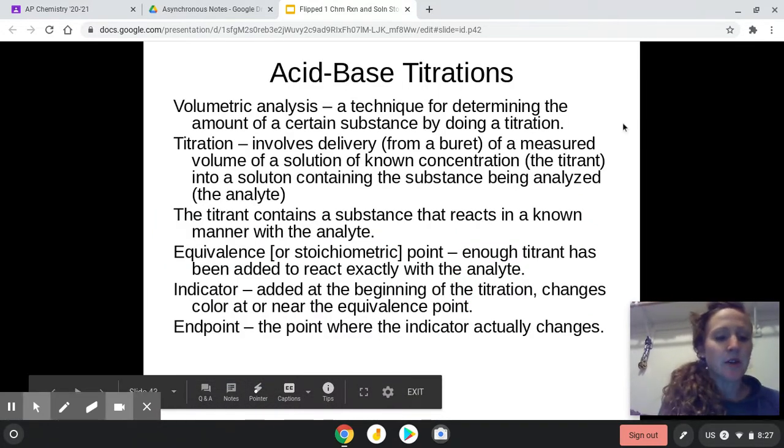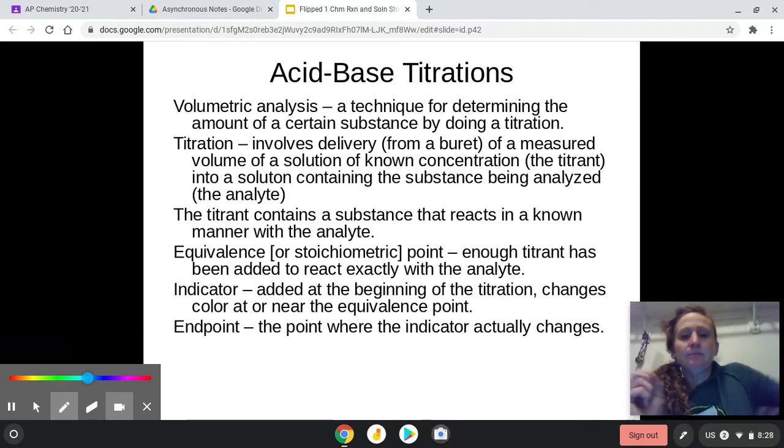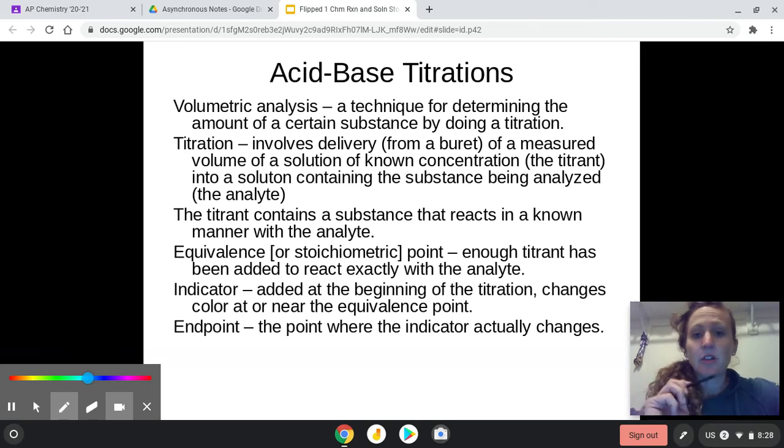Okay, so there's a couple of terms that are used specifically with titrations, and we talked about them through our experimental setup. We just didn't put the technical term with what we were describing. So that's what I want to do now. I want to fit the technical terms with what we saw in that titration setup.